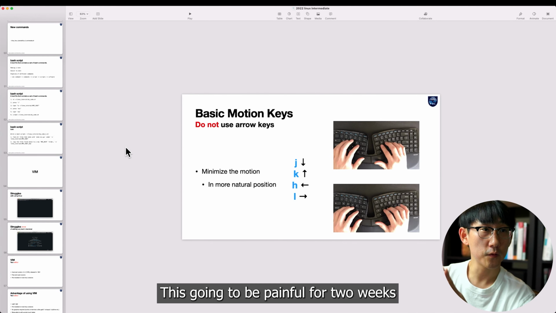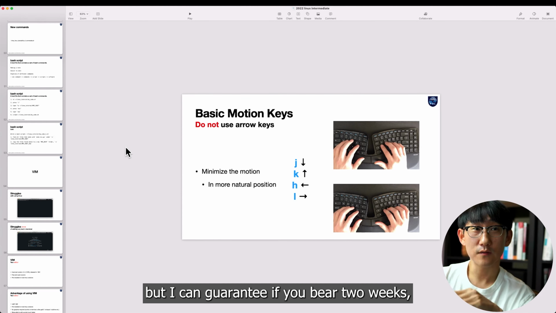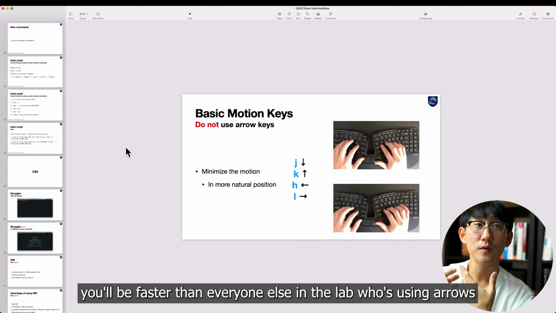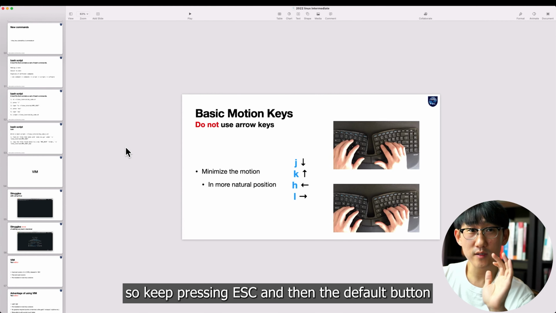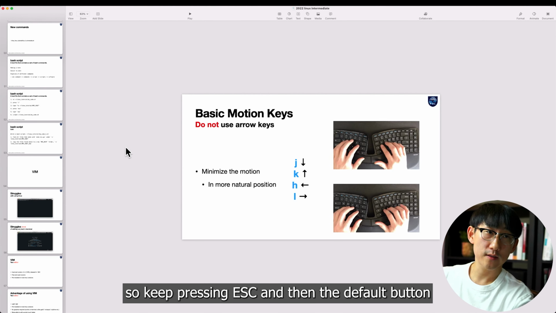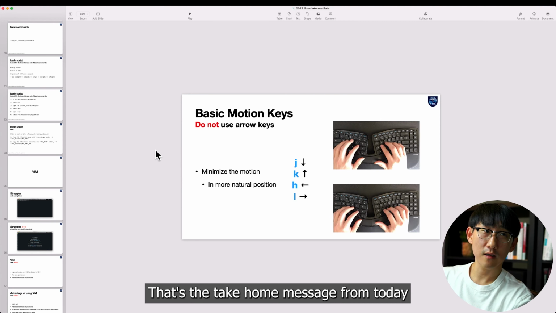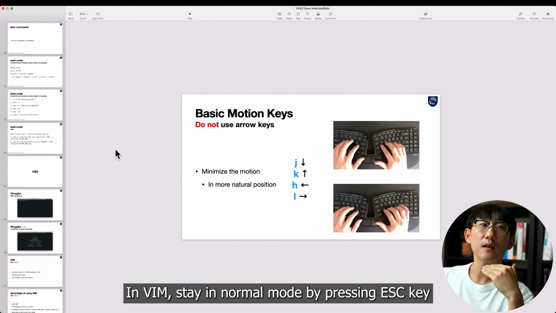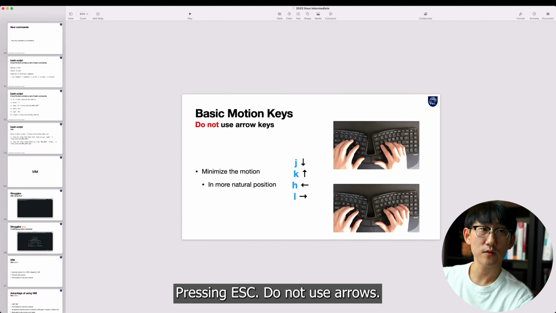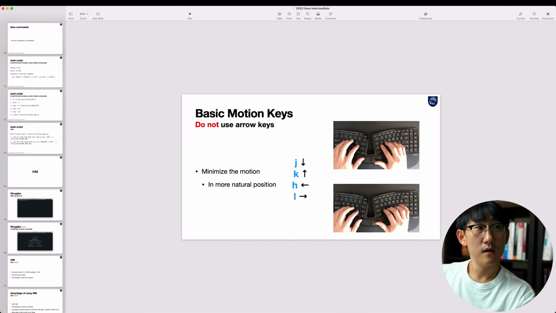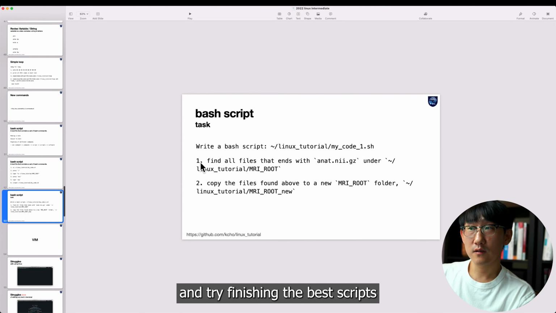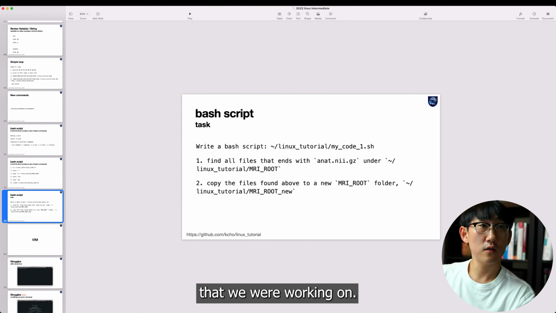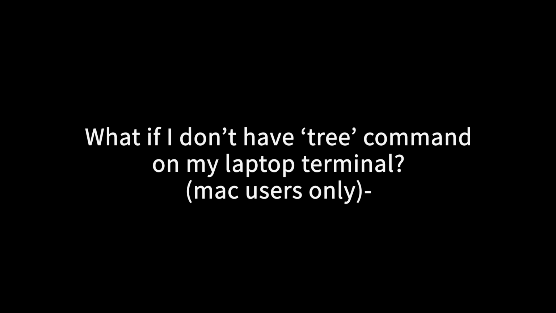This is going to be painful for 2 weeks, but I can guarantee that after 2 weeks, you'll be faster than everyone else in the lab who's using arrows. So keep pressing ESC and then the default keys, and don't use arrows. That's the take-home message from today. In Vim, stay in normal mode by pressing ESC, keep pressing ESC, do not use arrows, use J, K, H, L, okay? And try finishing the bash script that we were working on. And if you have any questions, you can reach back to me.